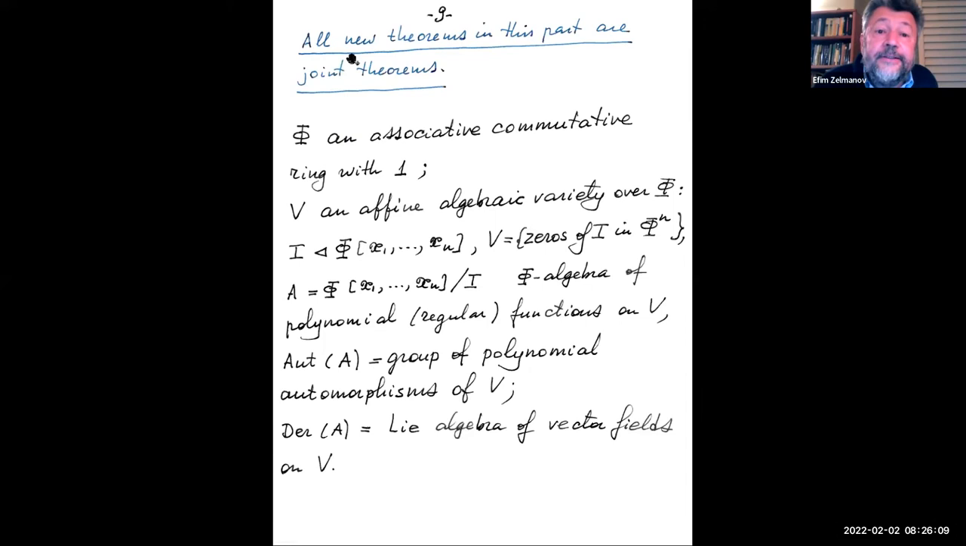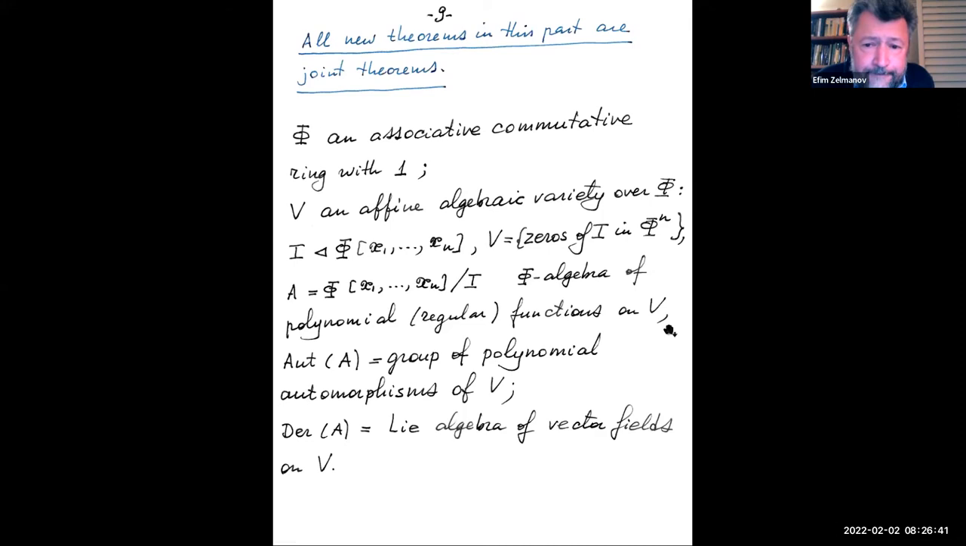Let F be an associative commutative ring with an identity element. Let V be an affine algebraic variety over F. So we consider the polynomial algebra, we consider some ideal, and we consider the set of all zeros of that ideal. This factor algebra is called the algebra of polynomial or regular functions on this affine variety.